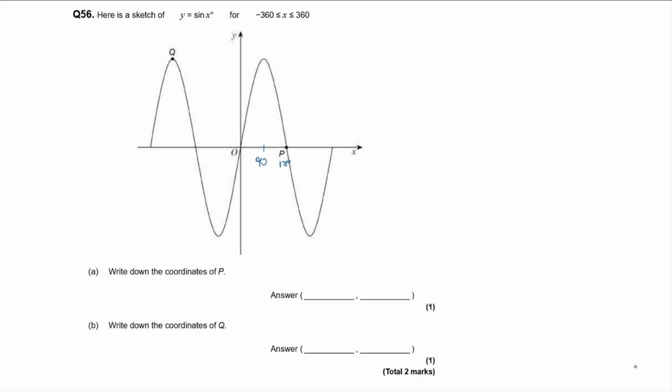So what are the coordinates of P? It's going to be 180, 0, because it's going through the axis. And Q, over there, look. Going the other way, that's minus 90, minus 180, and then minus 270 there, isn't it? So minus 180, minus 90, like that. Yeah, it's going to be minus 270. And the height is always going to be 1 for sine. That's about as high as it's going to get. So the maximum point on the sine curve is 1. So Q is minus 270, 1.